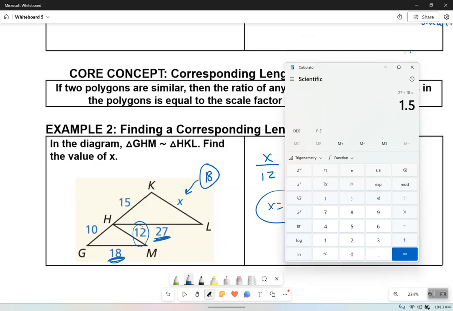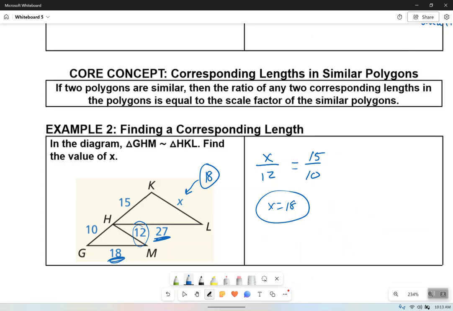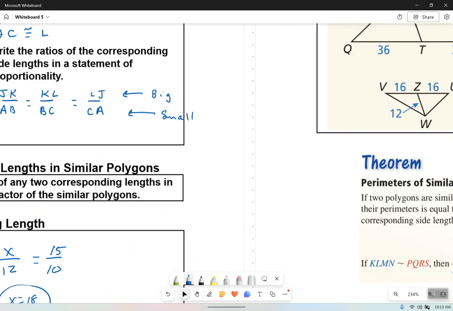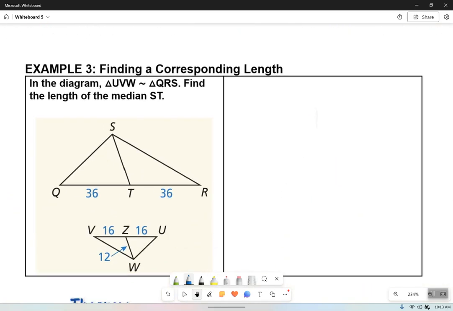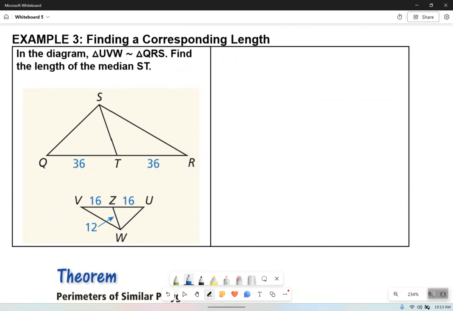Okay. All right. Good on that page, friends? All right, so let's try some more. Anybody need more time there? Example 3, find a corresponding length. Okay. In the diagram, UVW is similar to QRS. Find the length of the median.